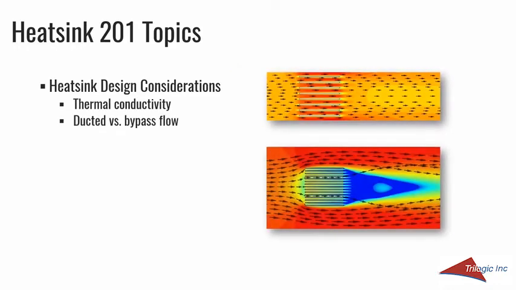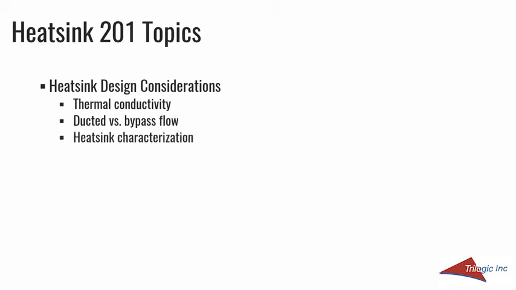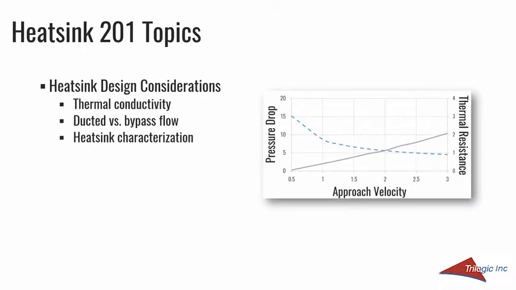And then we'll look at ducted and bypass flow and look at the difference in terms of what would be the optimal heat sink and some of the specific aspects of the flow. And after that, we're going to talk about heatsink characterization. So what's the methodology used to characterize a heatsink and what can you do with that information?